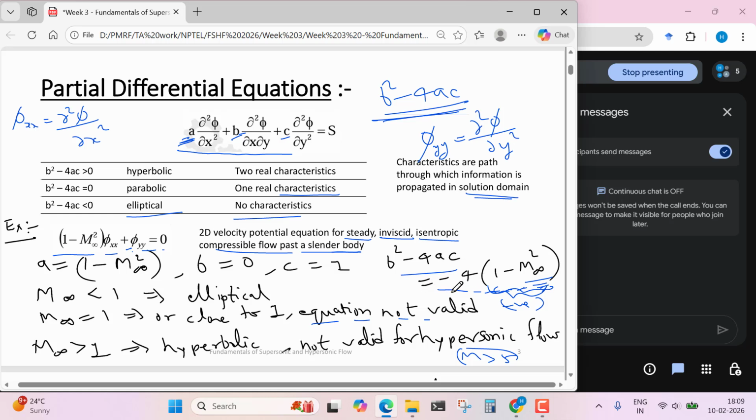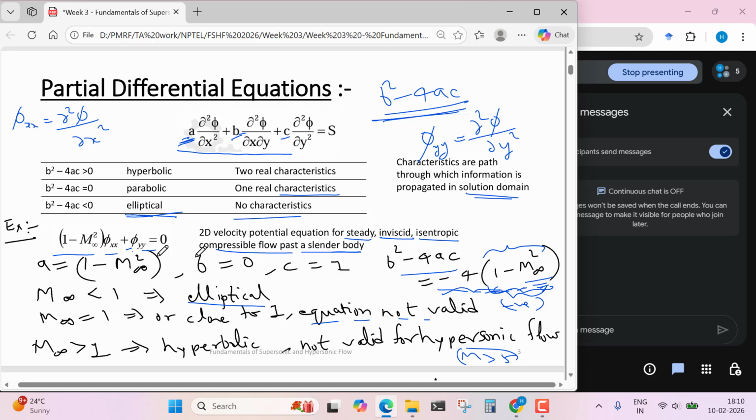So its value will depend on M∞, because M∞ can be any value. If M∞ is less than 1, then the term (1 − M∞²) will be positive and this whole term will become negative. So if b² − 4ac is negative, then it will be an elliptic partial differential equation. If M∞ is equal to 1, then this term will become 0, and the equation will be parabolic.